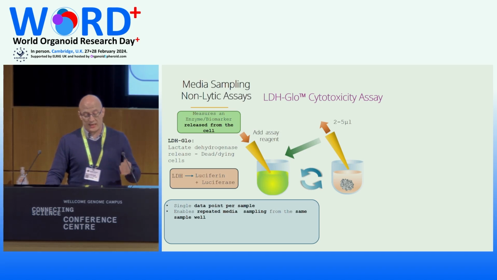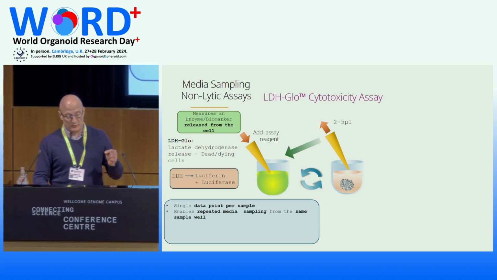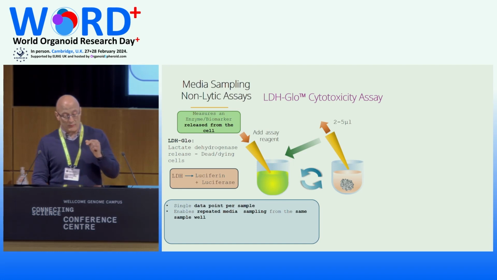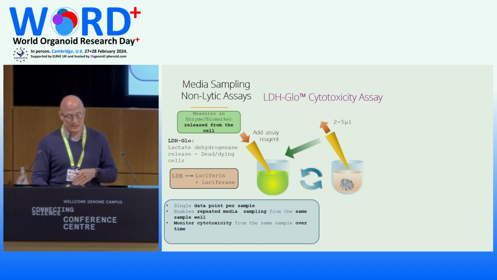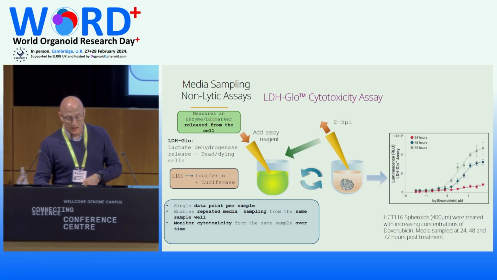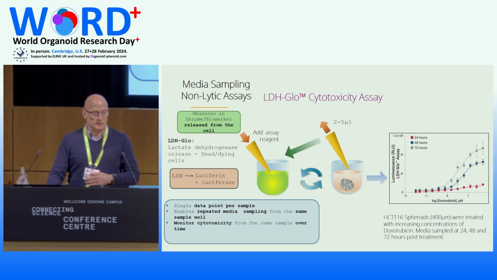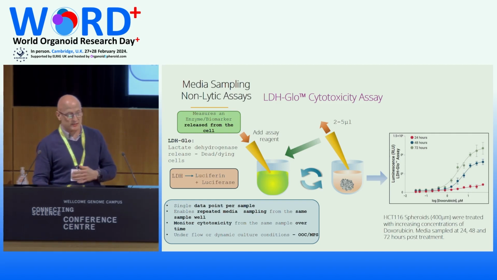So this assay enables you to repeatedly sample from the media from that same sample well over time. And that means that you can monitor cytotoxicity from the same sample over time, as shown here in these doxorubicin dose-response curves in these HCT116 spheroids. The nice thing about these assays as well is that you can use them under flow or dynamic culture conditions, so organoid or MPS systems.